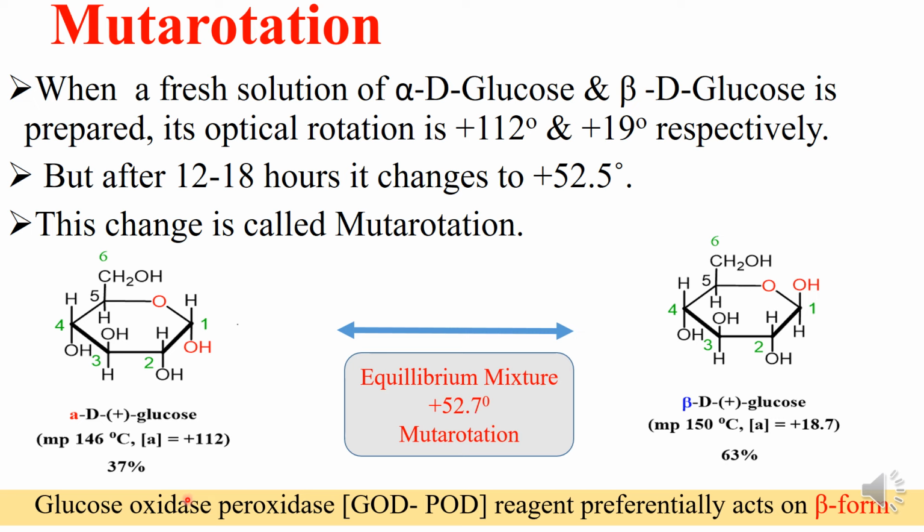Glucose oxidase peroxidase reagent preferably reacts with the beta form of D-glucose, and this is the clinical application, as glucose oxidase peroxidase reagent is used for quantitation of blood sugar level in patients having diabetes.